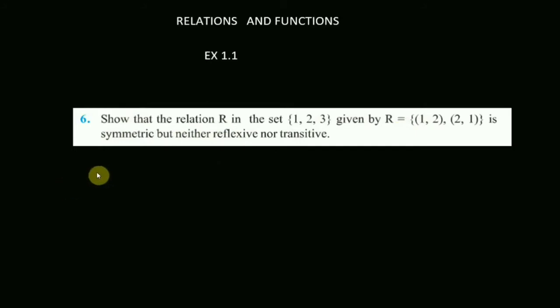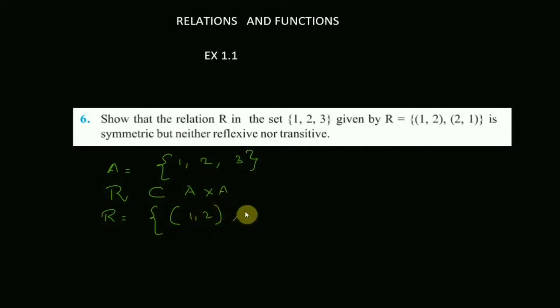Let us take the set A as {1, 2, 3}. And R is a relation in A cross A, that is, R is a subset of A cross A. Now R is given as (1, 2) and (2, 1).